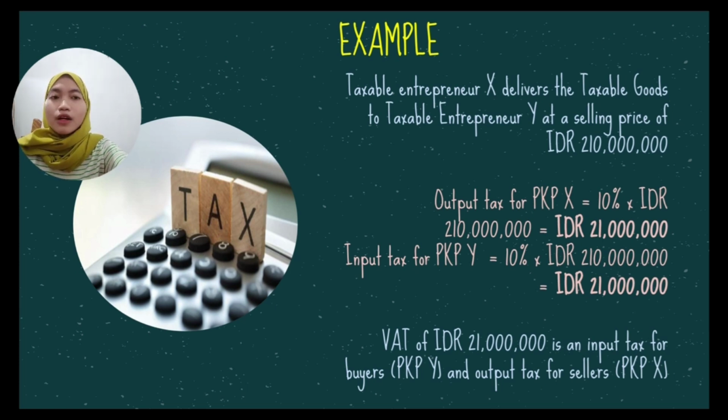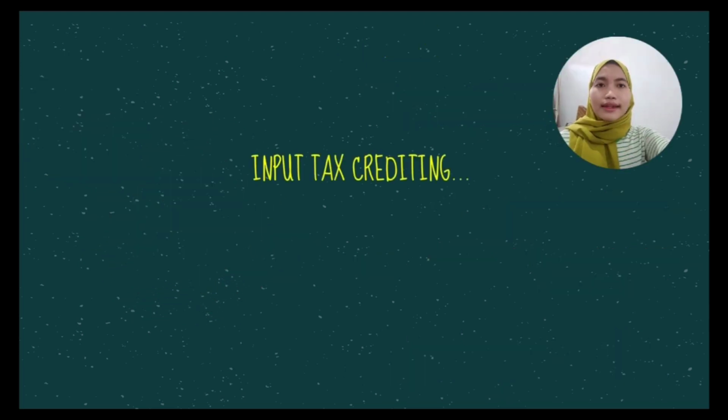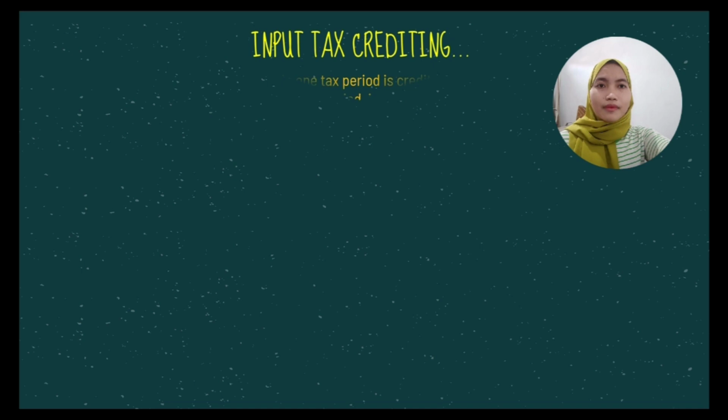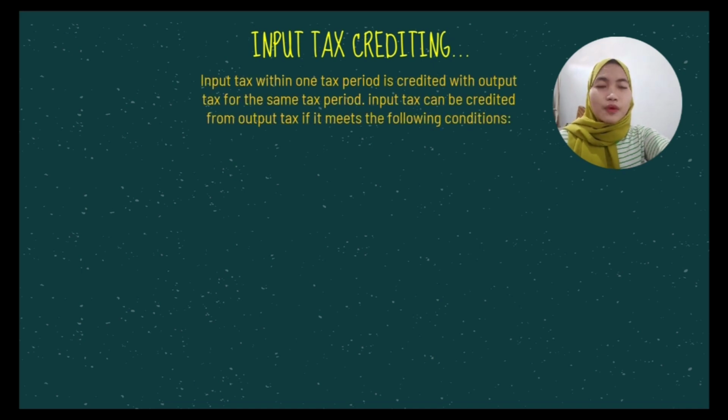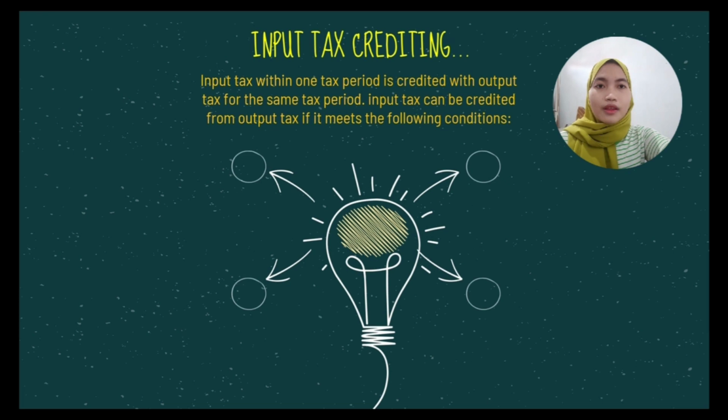Value added tax of 21 million rupiah is an input tax for buyers or PKP Y, and output tax for sellers or PKP X. And next, we discuss about input tax crediting. Input tax within one tax period is credited with output tax for the same tax period. Input tax can be credited from output tax if it meets the following conditions.